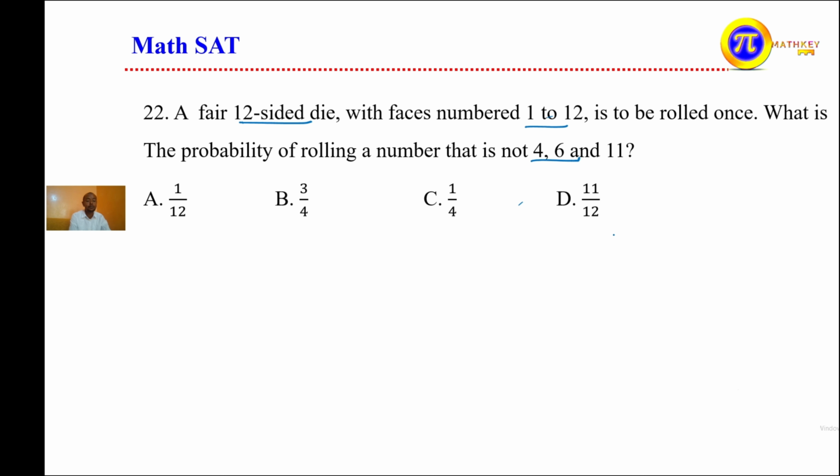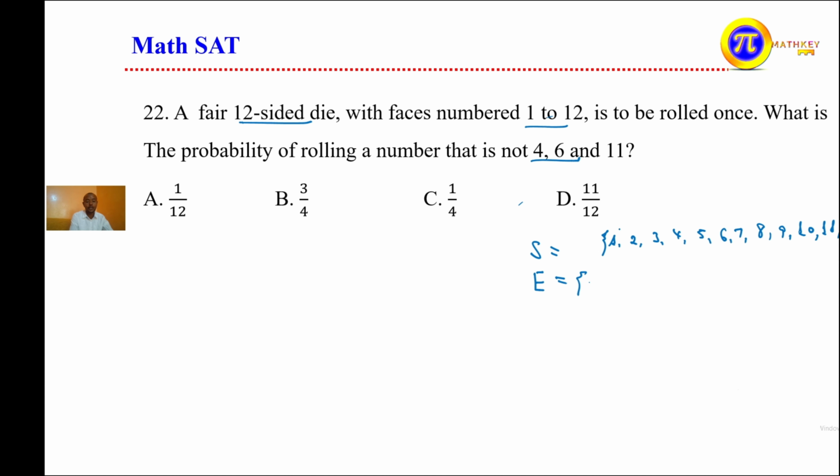What are the numbers? 1 up to 12 is the first one. Here we have 2, 3, 4, 5, 6, 7, 8, 9, 10, 11, and 12. This is the sample space. So what is our event? The event whose probability we want to find is everything except 4, 6, and 11.